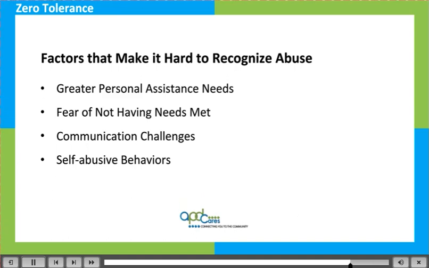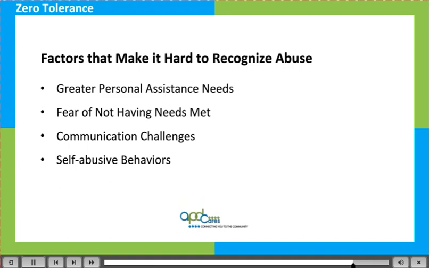Fear of not having needs met. Individuals with developmental disabilities who are dependent on others for their day-to-day care may be fearful that if they let anyone know they are being maltreated, they will no longer receive the care they need. They may also fear reprisals from their caregivers if they tell anyone about the abuse.